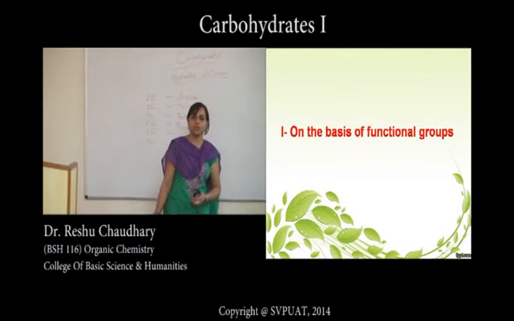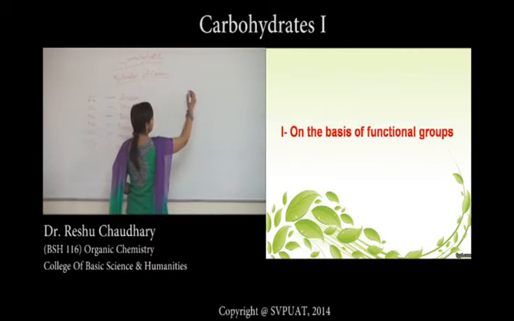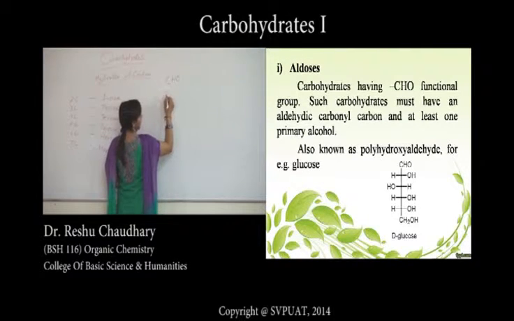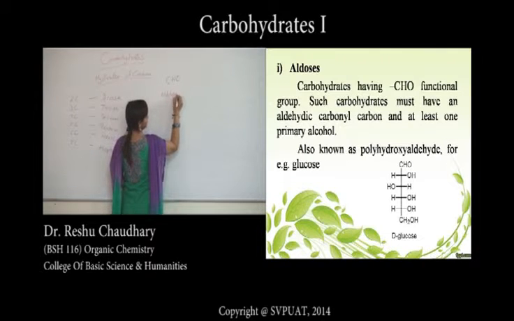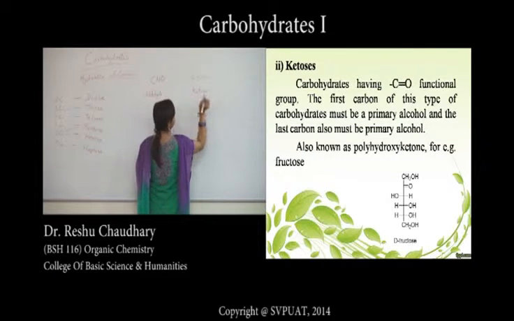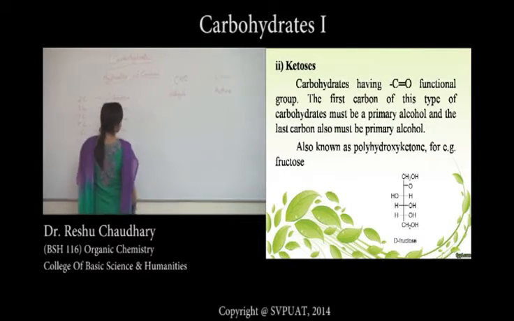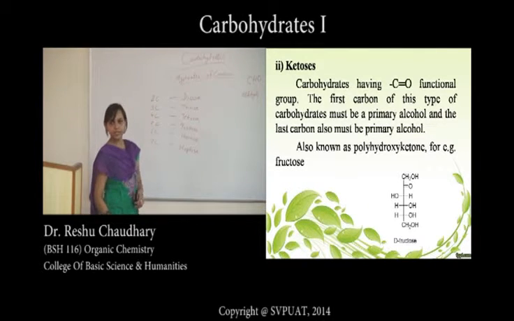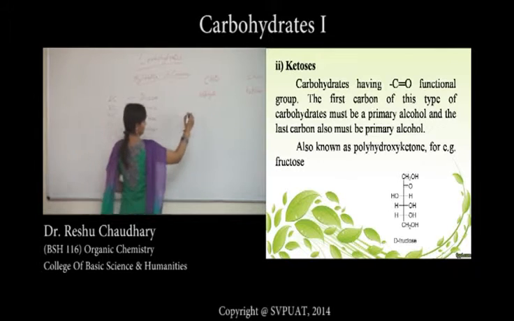And on the basis of functional group, there are 2 main groups present in it. One is CHO, that is aldehyde, and the other one is CO, that is ketone. On the basis of functional group, they are further classified into aldoses and ketoses.